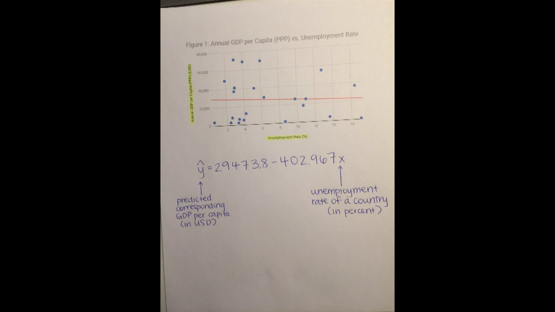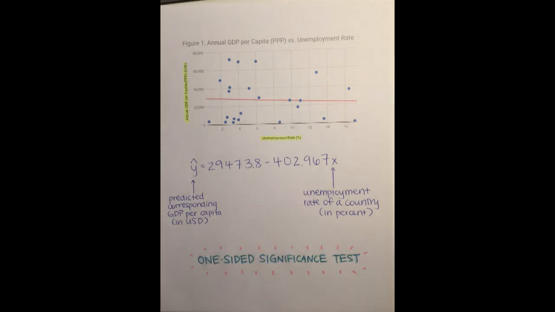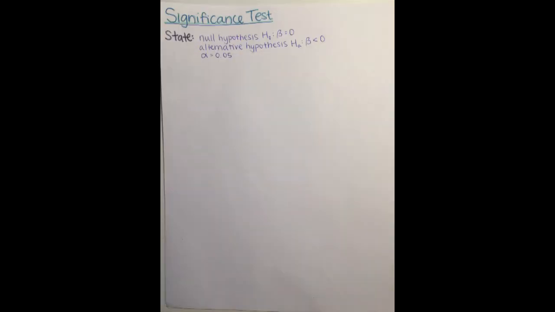The study attempts to determine if there is a linear relationship between the unemployment rate of a country and its GDP per capita. A one-sided significance test for the population regression line slope is conducted to analyze this set of data. The null hypothesis is that the slope of the population regression line of unemployment rate versus GDP per capita is 0, and the alternative hypothesis is that the slope of the population regression line of unemployment rate versus GDP per capita is negative, or less than 0. We conducted this test at an alpha significance level of 0.05.